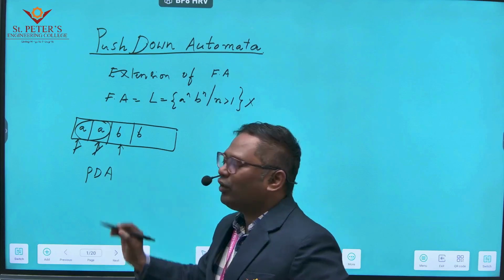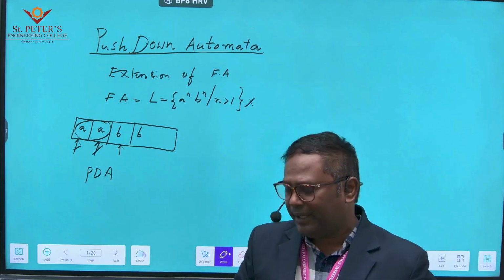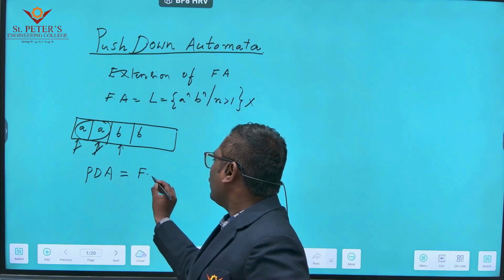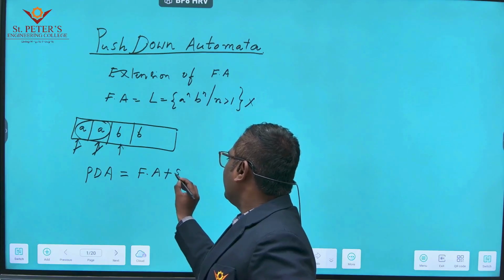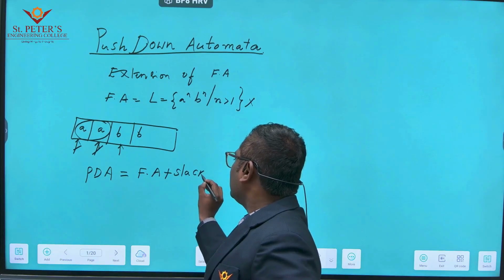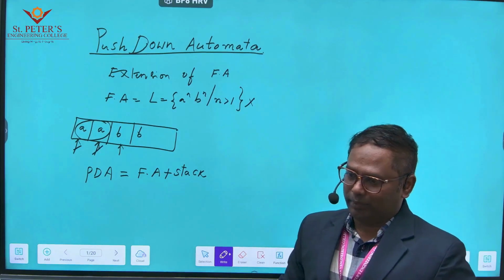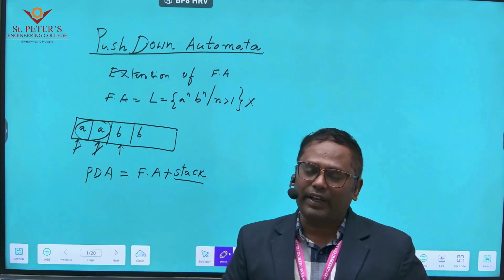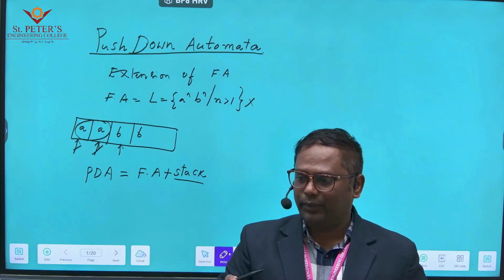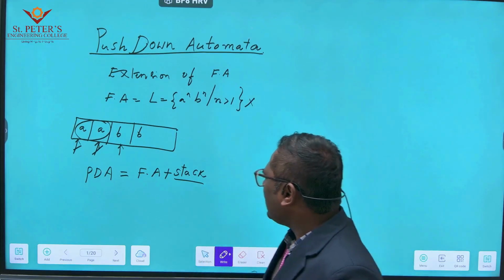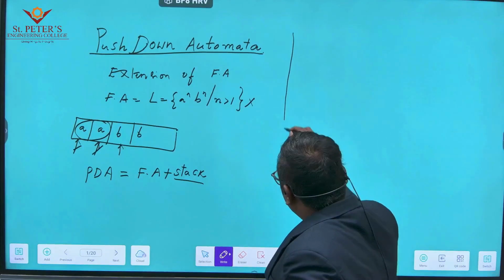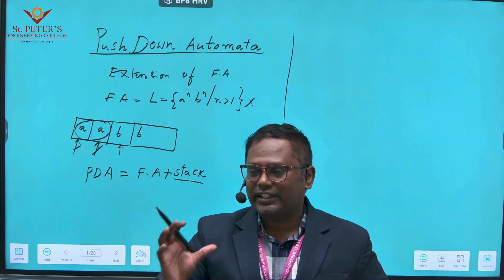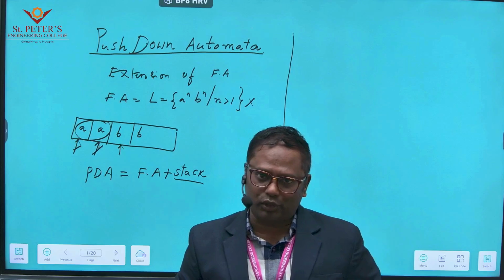The short form of push down automata is PDA. A push down automata is nothing but a finite automata plus a stack. This stack acts like a memory where we store some inputs and retrieve the data. Before going into an in-depth discussion of push down automata, let me give you the differences between a finite automata and a push down automata.